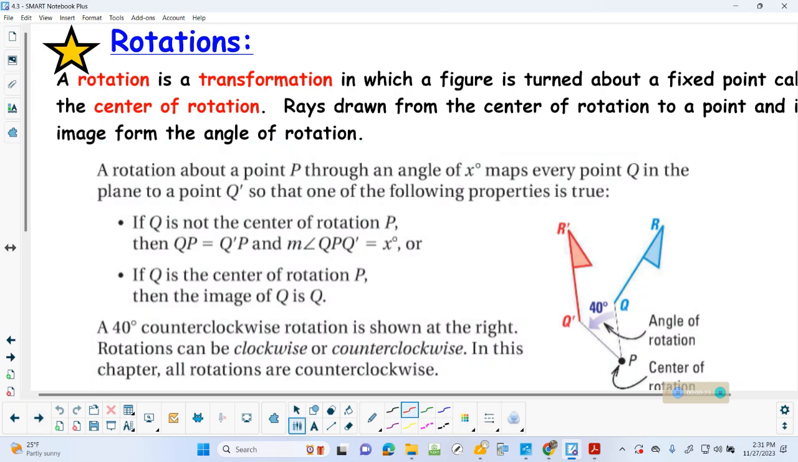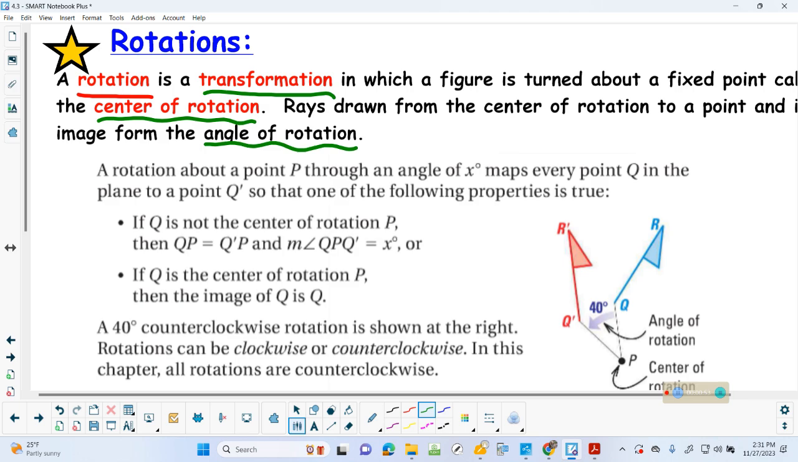So a rotation is a transformation. Those are the first two words you have to fill in. And what you figure is turn about a fixed point called the center of rotation. Rays drawn from the center of rotation to a point and its image form the angle of rotation. So that's everything you have to fill in on the blank. Let me give you a minute to do that.